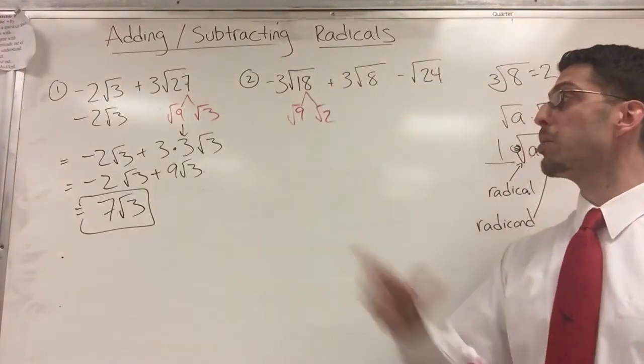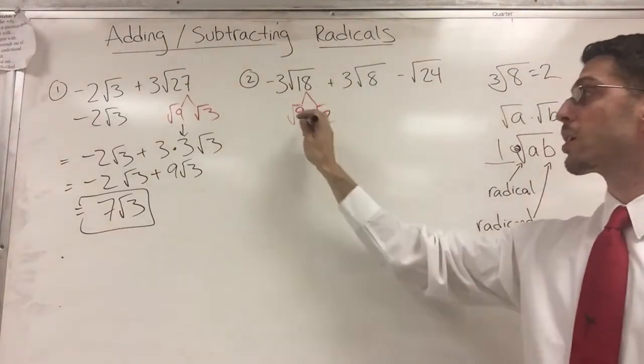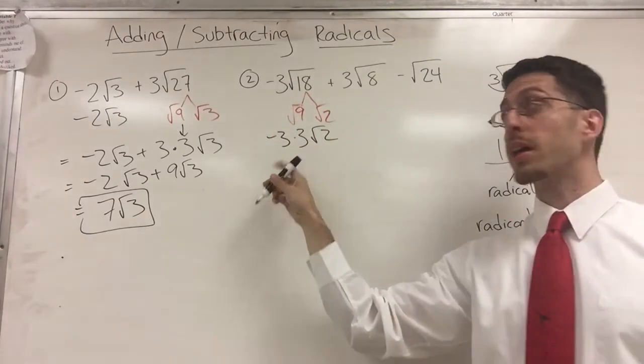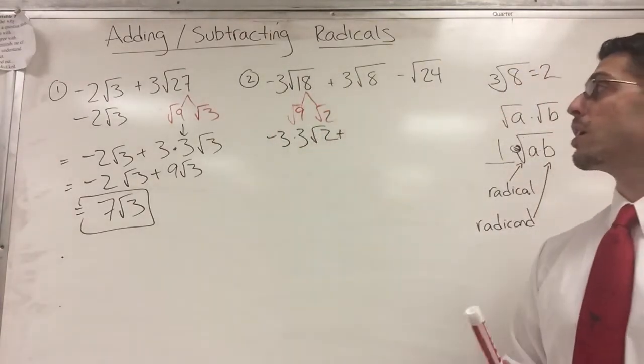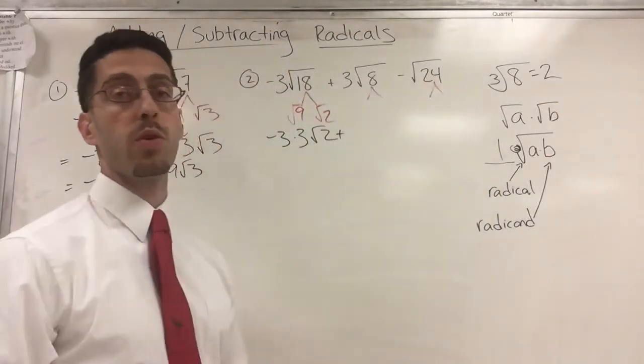Okay? Why? Because the square root of 9 is 3, and I want that. I want to be able to find a perfect square. Comes outside. And then that negative 3 drops down. Of course, I'm going to multiply. Plus, now 3 radical 8. I'm going to break the 8 down. I'm going to break the 24 down.